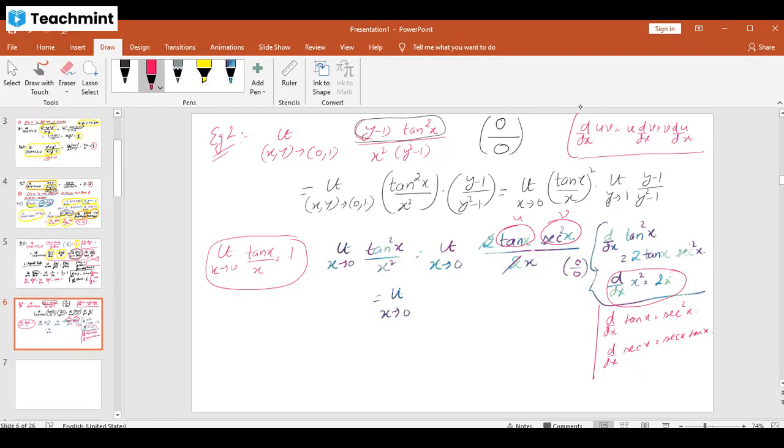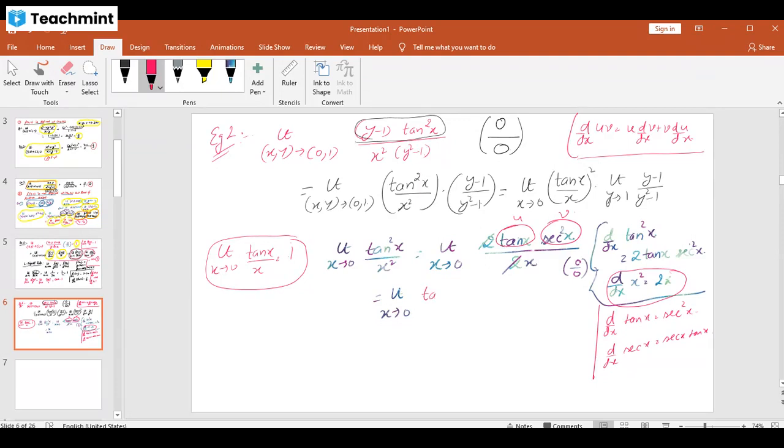So basically it is a composition of the two functions. Secant square x means it is a composition of two functions. One is x square, another one is secant x, right? So when we differentiate x square, then its derivative is 2x. And when we differentiate secant x, its derivative is secant x tan x, right? So if we apply this formula, what do we get?